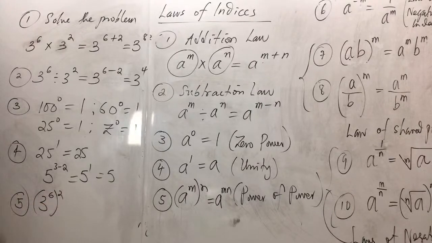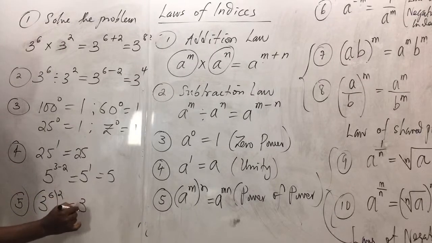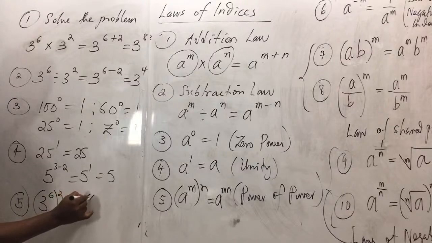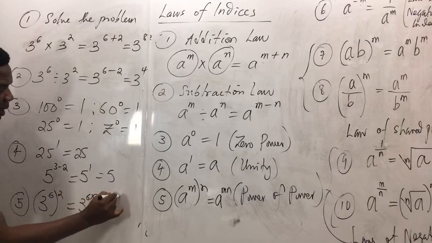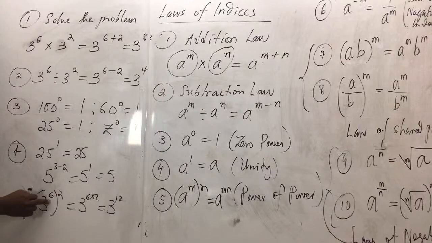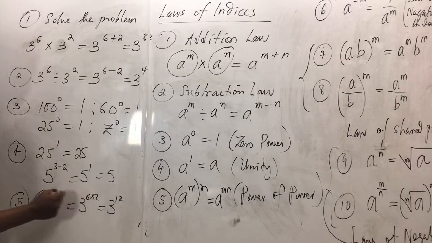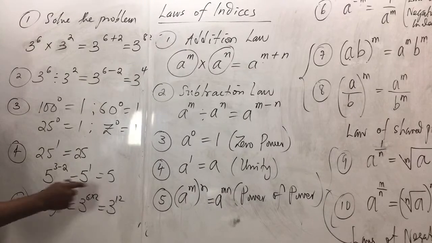Notice that 3 raised to power 6 is the index form of a certain number. Now, raising it again to the power of 2 simply means that you are going to have 3 raised to power 6 times 2 according to that law, and that gives you 3 raised to power 12. So if you raise 3 raised to power 6 to another power 2, your result will be the same as 3 raised to the product of the powers, which is 3 raised to power 6 times 2, giving you 3 raised to power 12.